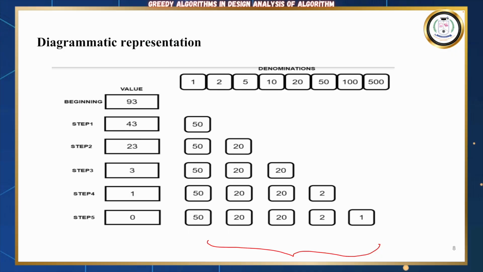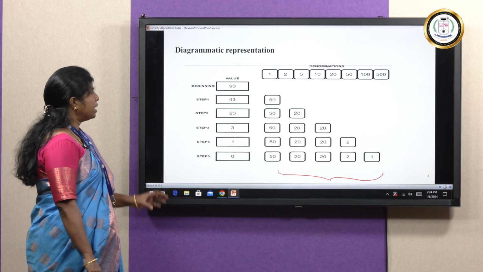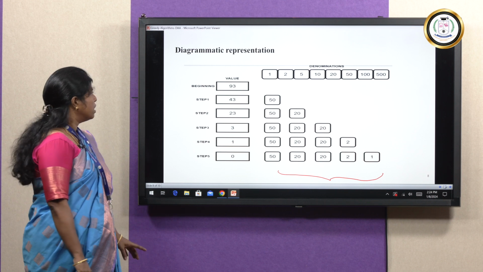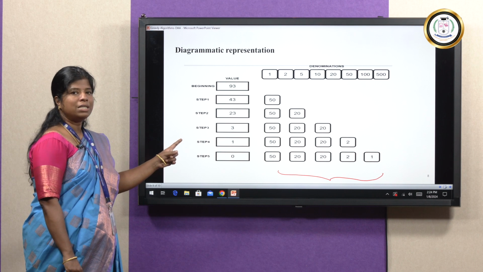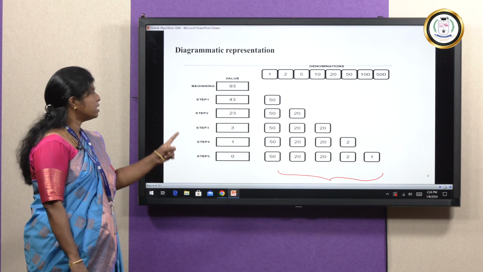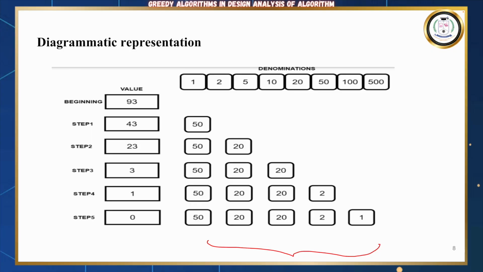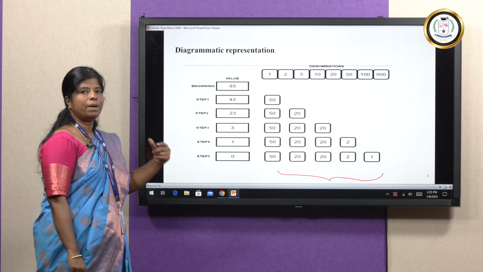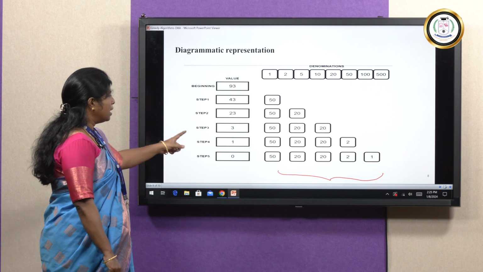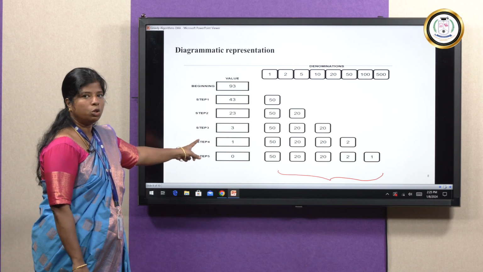To achieve 93, we pull out the highest coin from the array each time. First I pull out 50, because the highest denomination that fits 93 is 50. Now 43 is left. To achieve 43, the next highest element is 20, so I pull out the coin of denomination 20. Now 23 is left. Again I pull out 20. Next, a balance of 3 is left.